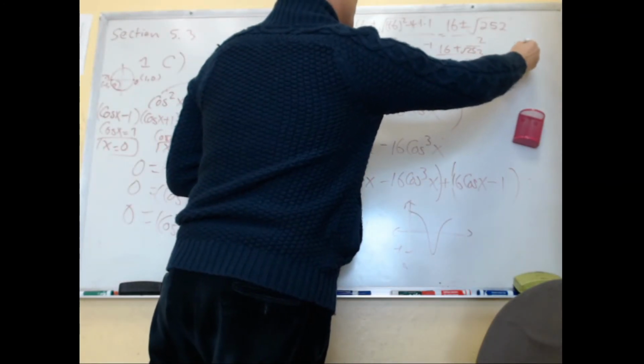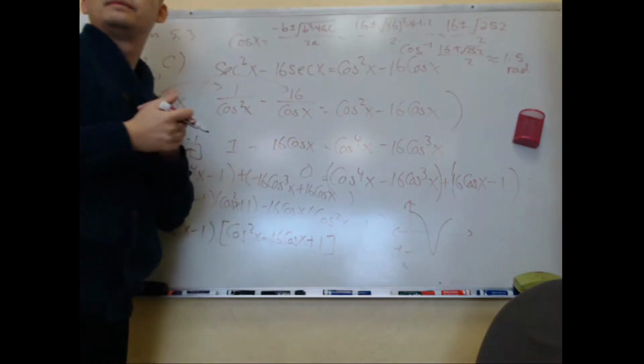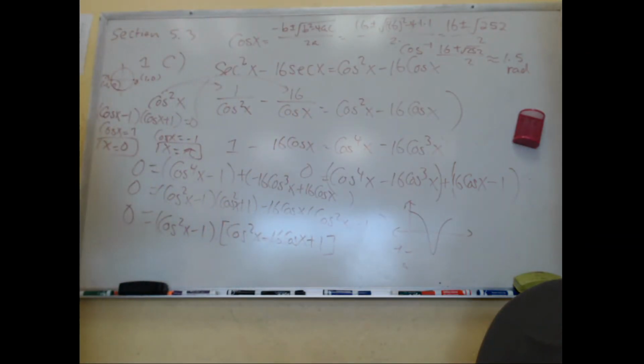So what is that? About 1.5 radian. Wait, let me check whether it was in radian or in degree. This one should be in radian, that's what we need. Yes, it is in radian. So inverse of cosine of 16. Okay guys, just do that on the calculator and see what happens. Make sure that the mode is in radian.